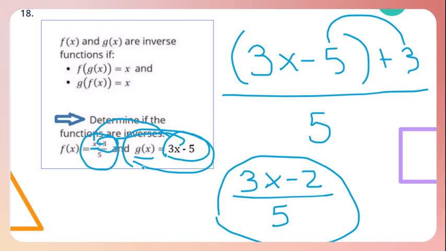You can also graph and explain how graphing proves that these are not inverses. They are not inverses.